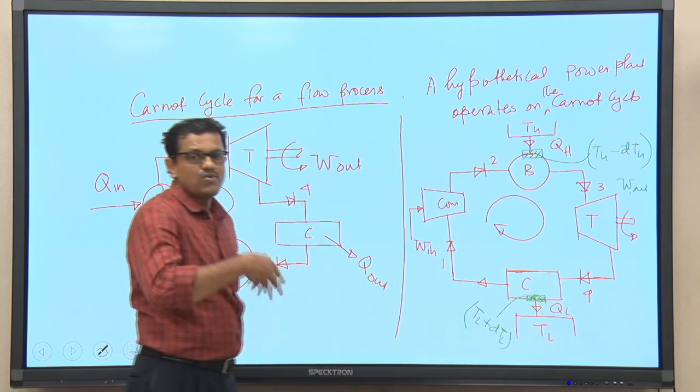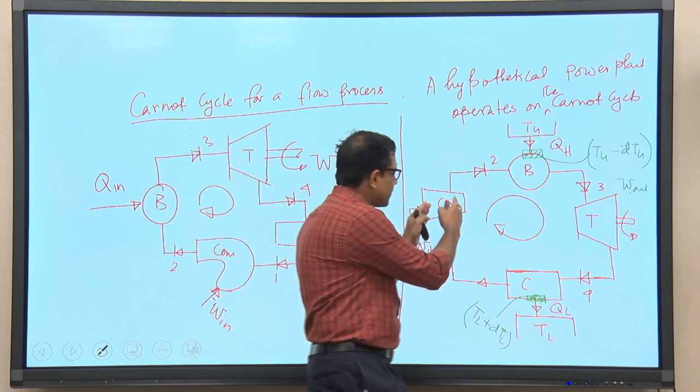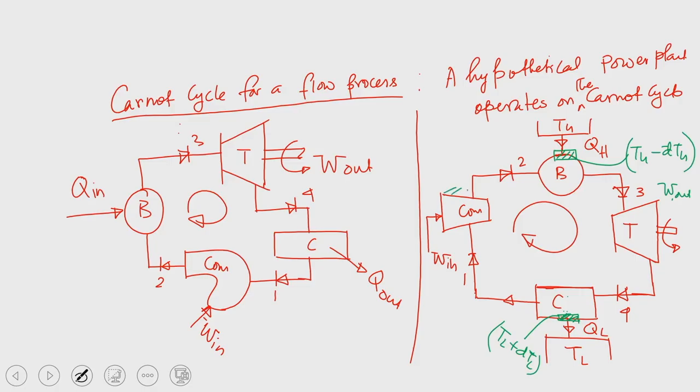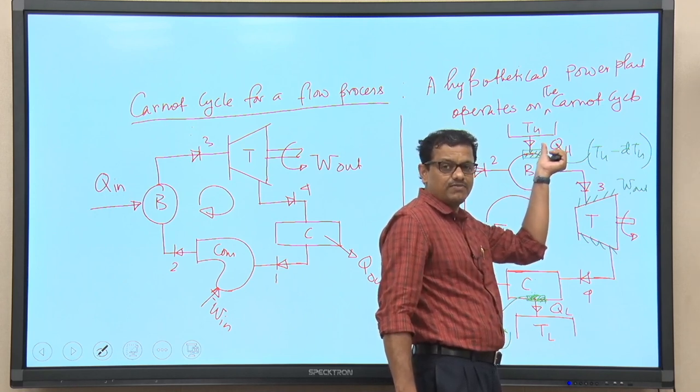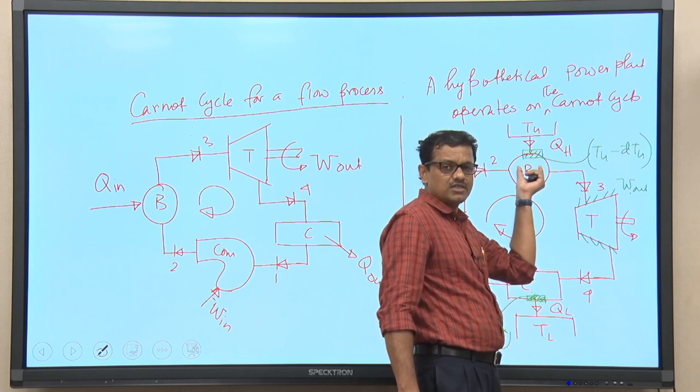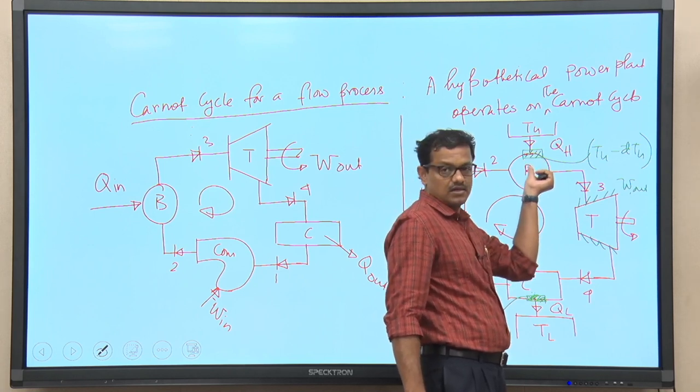We can go one step further. We can see that this is the compression process, and you know that the surfaces of the compressor are insulated, and surfaces of the turbine are also insulated. If the surfaces are insulated, and if the process is very slow, we can assume that the process is reversible adiabatic compression. Here heat transfer takes place due to an infinitesimal temperature difference, and if we assume that the process is very slow, it is reversible isothermal heat addition, right.